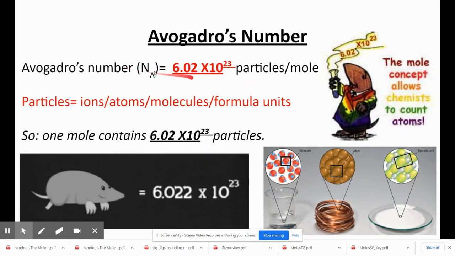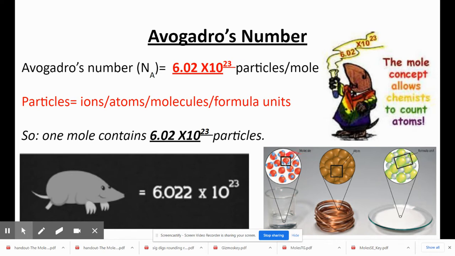As I mentioned, Avogadro's number is 6.02 times 10 to the power of 23. We represent it with this symbol over here, uppercase N and then a subscript A. The units are particles per mole, where particles can be either the ions, the atoms, the molecules, or the formula units. Here we can see the big idea, that 1 mole is this many particles.